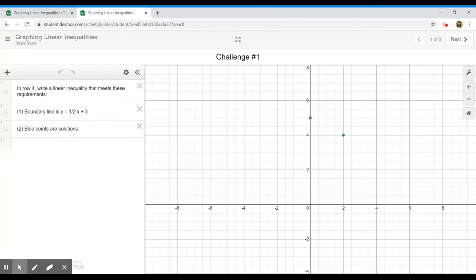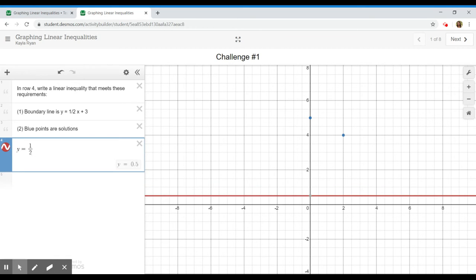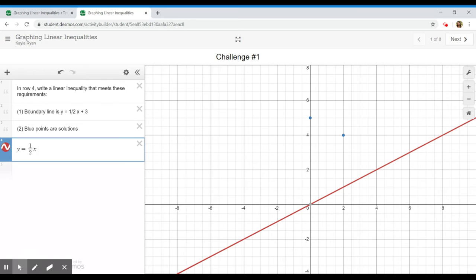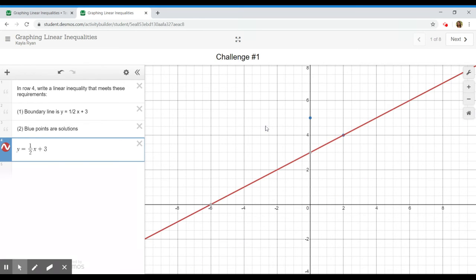For the first problem, it says in row 4, so down here, write a linear inequality that meets these requirements. The boundary line, kind of the perimeter of the shaded region, is y equals 1/2 x plus 3. So I'm going to start just by entering that equation so I can get an idea of what we're working with. So you might have to use the slash for fractions, arrows to get out of that fraction, 1/2 x plus 3. Okay, so I have my y-intercept at 3, it rises 1, runs 2, just like we've practiced.